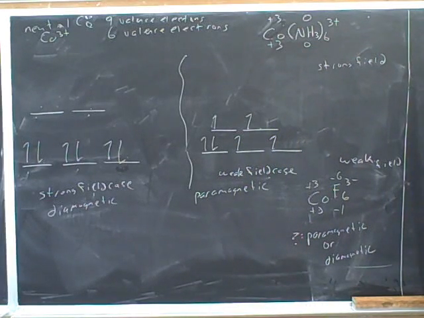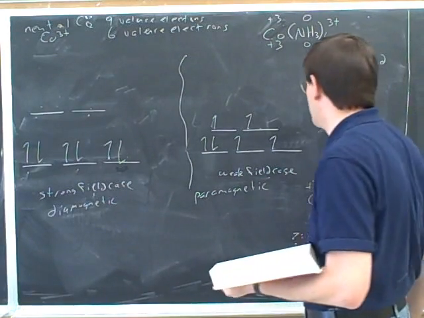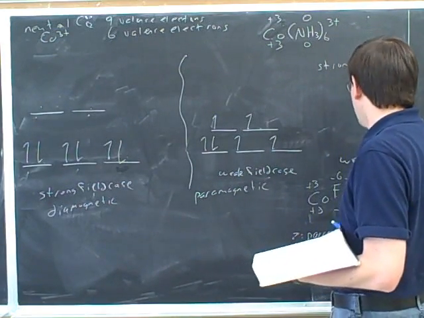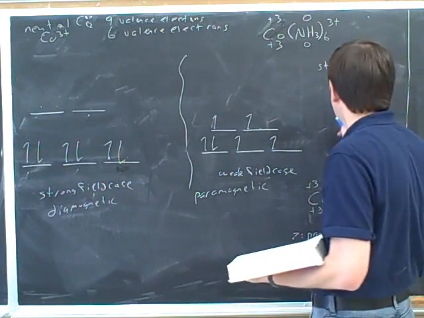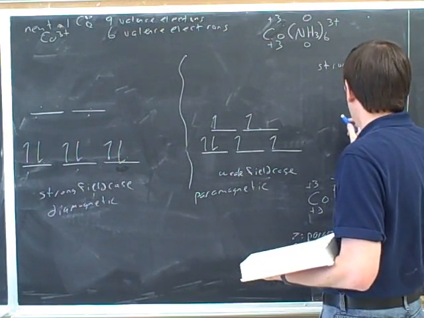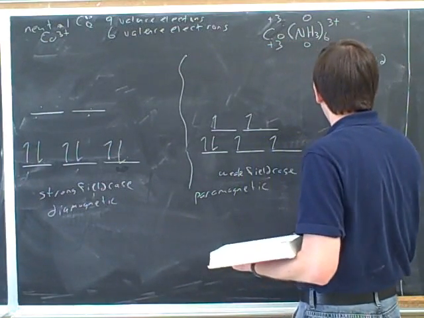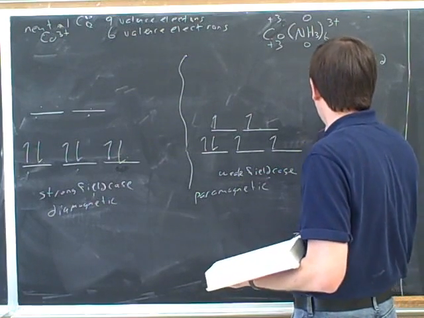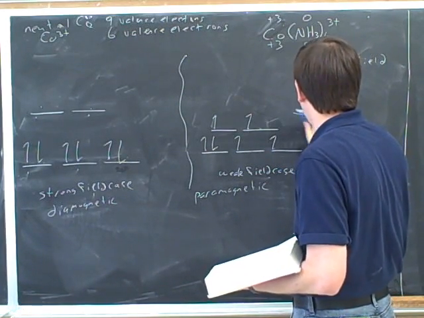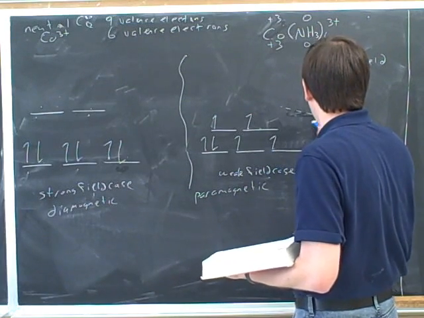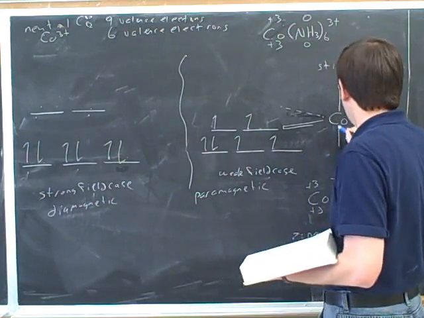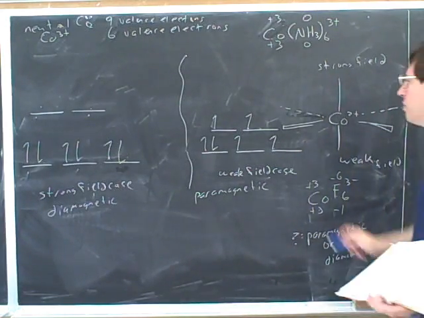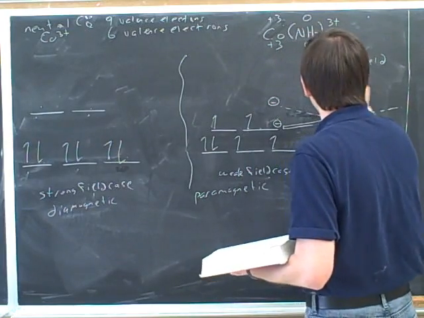I think your instructor also talked about a couple of other features that can make the difference between whether you are strong or weak field. So for example, let's compare cobalt 2+ and cobalt 3+. Let's say we have cobalt 2+, and we know that each of these ligands represents a negative charge.